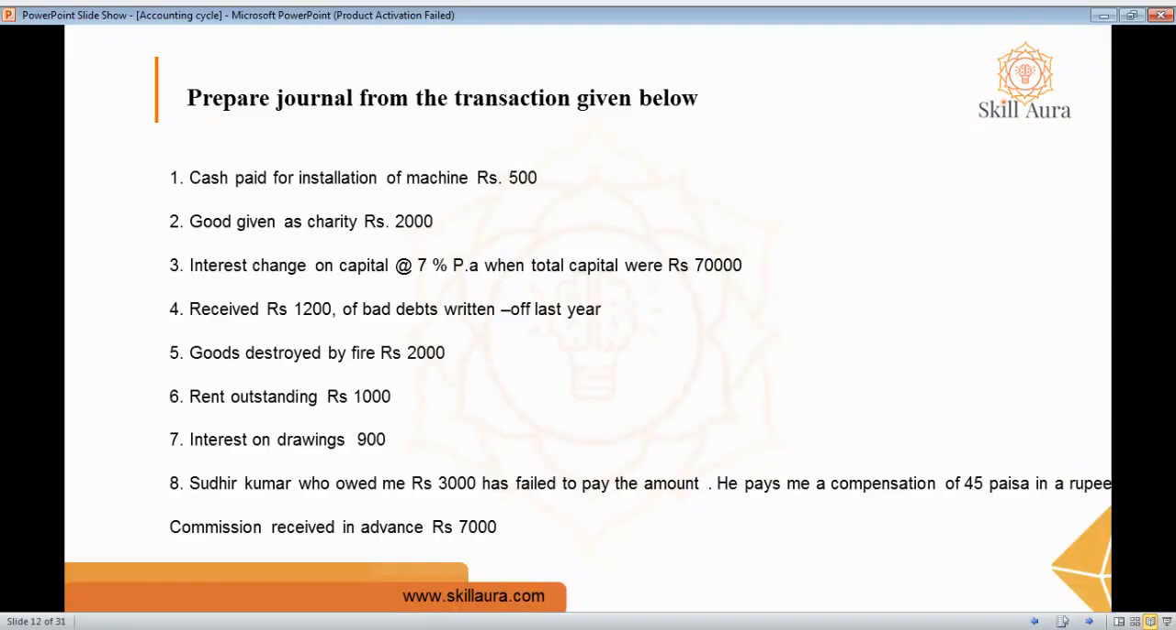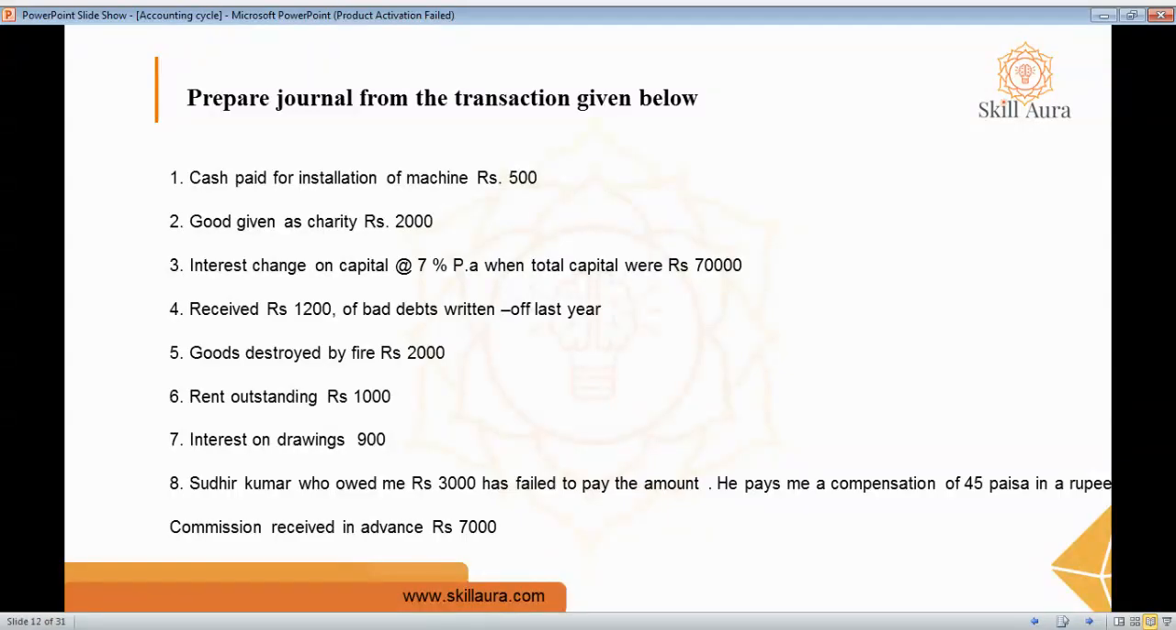The next transaction is rent outstanding. Here it is an expense. So here you will record the expense incurred from the outstanding rent. You'll debit the rent expenses account in the debit amount 1000 rupees, and you'll credit the accounts payable account to reflect the liability of the unpaid rent. So you will credit 1000 rupees in the credit column.